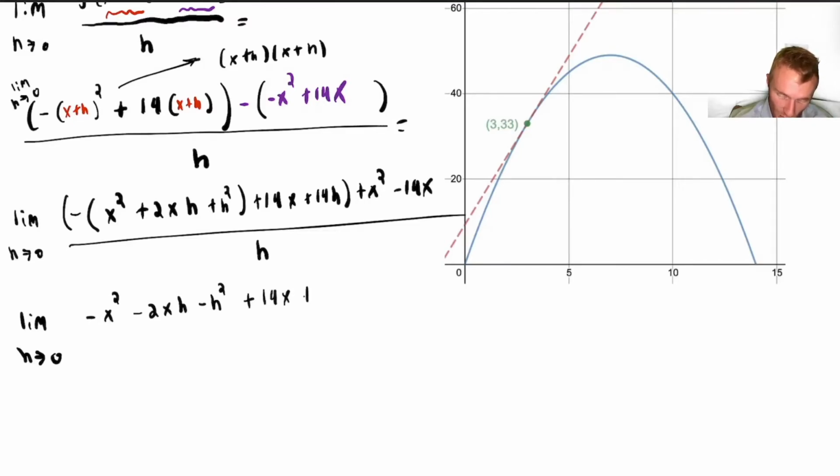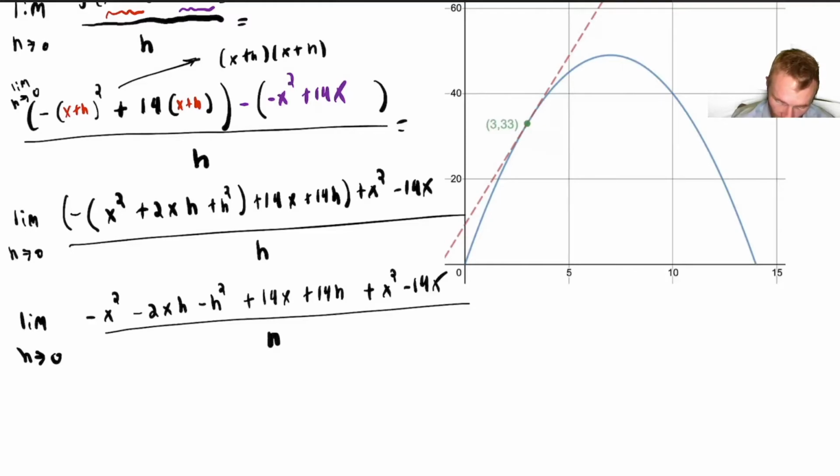Plus 14x plus 14h plus x squared minus 14x. All of that. Also, I just want you to see here that I'm suffering with you, so I don't want you to think that I'm not doing it. So now what you're going to see is a lot of this stuff is going to cancel out. It's going to be a bloodbath. Negative x squared plus x squared. We got plus 14x minus 14x.